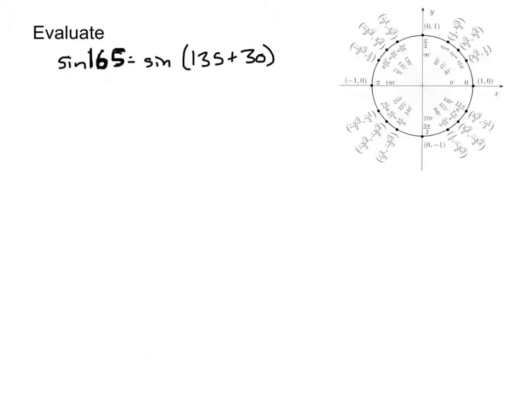Okay, so now we're going to use the fact that 135 plus 30 equals 165 to find the sine of 165. Okay? So I'm going to use my sine sum formulas. So I know that this would be the sine of 135 times the cosine of 30 plus, we're going to list the sine and cosine in the same order but swap the angles, the sine of 30 times the cosine of 135.